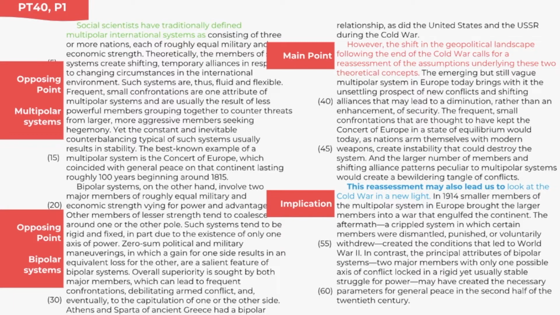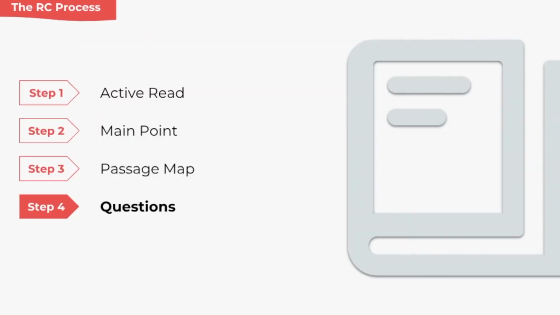And essentially, that's the purpose of each of these paragraphs, right? The first paragraph is to give us half of the opposing point or the traditional view. The second paragraph is to give us the other half of the traditional view. The third paragraph gives us the author's main idea, and then the fourth paragraph gives us an implication of the author's main idea. So now that we know what the main idea is and the purpose of each of the paragraphs, we're ready to answer the questions. And that's essentially the process that you want to take on reading comprehension each and every time.